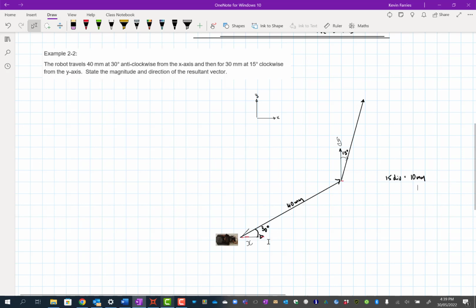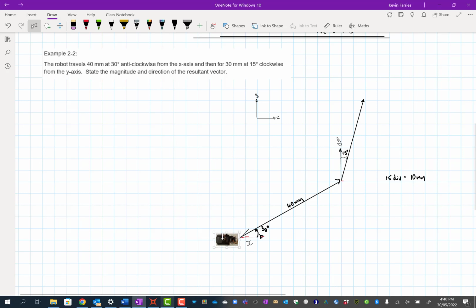So we've got 30 degrees, and I should probably put on the direction. So it's going anti-clockwise from the x-axis, and then we've got 15 degrees, but it's clockwise from the y-axis. So those are just two vectors. And so we put them nose to tail. So again, with displacement vectors, this is easy because it just is what happens.